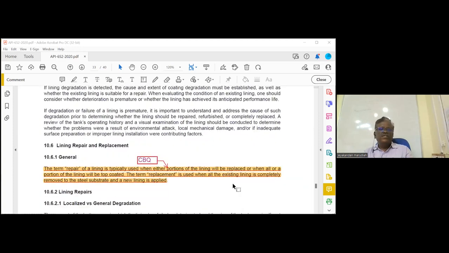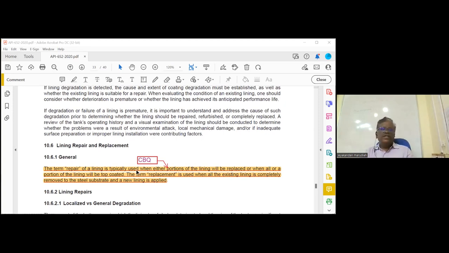Then please go to what is meant by repair and what is meant by replacement. Repair means if in any area there is a holiday, you make a repair coating. Even a top coat is considered a repair. Suppose thickness is reduced, we want to apply one more coat. It is repair. Replacement means completely removing the lining, then applying it again.